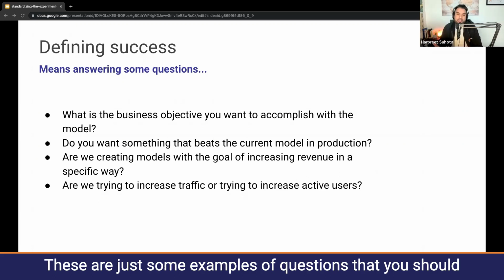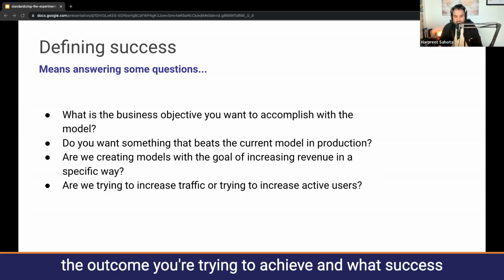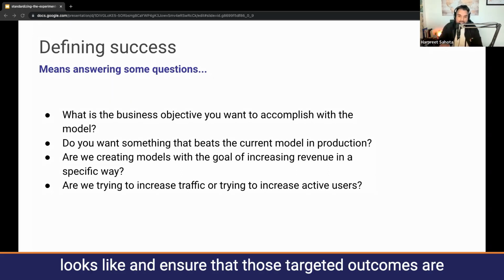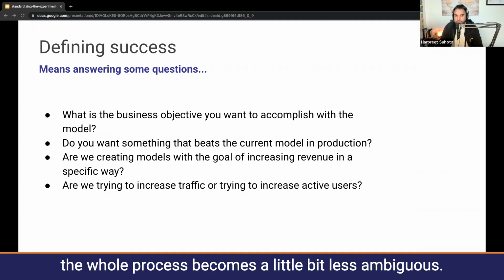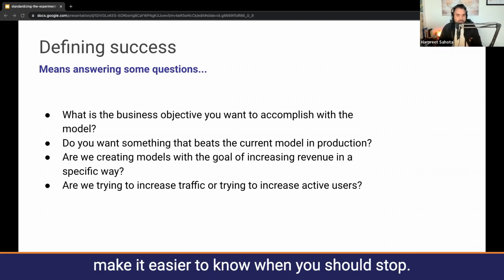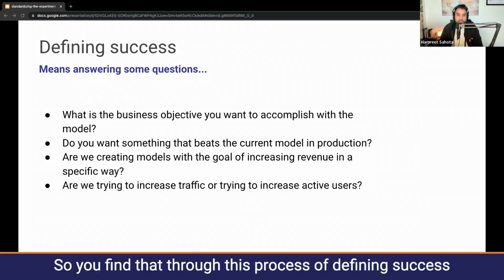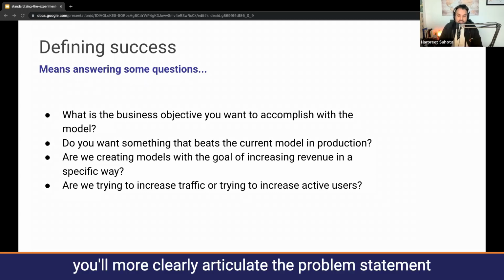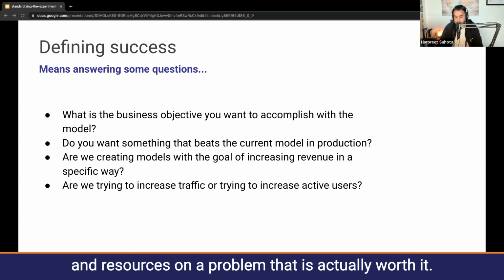These are just some examples of questions that you should be asking at the start, because once you clearly define the outcome you're trying to achieve and what success looks like, and ensure that those target outcomes are measurable and achievable, you'll find the whole process becomes a little bit less ambiguous. There's still going to be ambiguity, but having these things clearly defined up front will make it easier to know when you should stop. If you do this, you're going to be leaps and bounds closer to actually delivering business value. Through this process of defining success, you'll more clearly articulate the problem statement, as well as ensure that you're expending time, energy, and resources on a problem that is actually worthwhile.